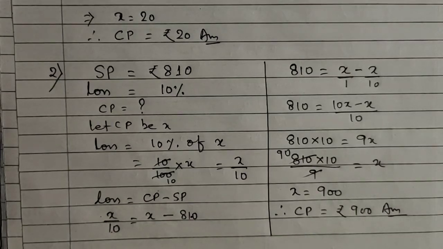Question number 6. Let's see question number 6. First we will try to understand the question. Question number 6 is saying a fruit seller bought mangoes at rupees 90 per dozen. The fruit seller has purchased, the meaning of bought is purchased, mangoes at rupees 90 per dozen.